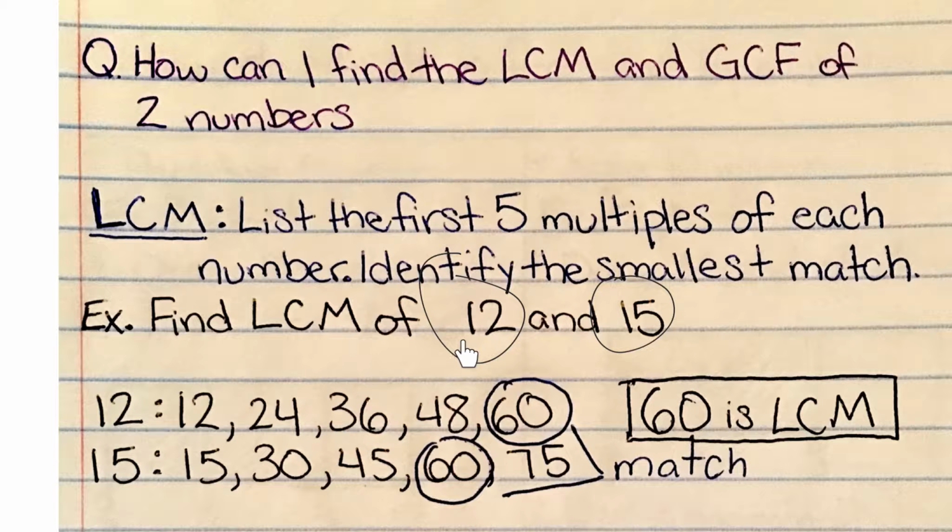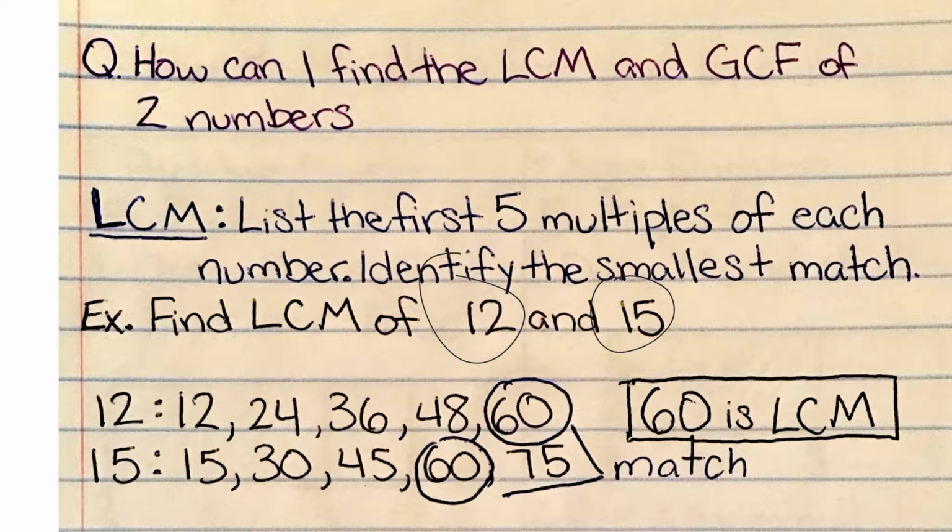When we're doing multiples of something, we start with that number and we count by that number. So start with 12. 12 plus 12 is 24, plus 12 is 36, plus 12 is 48, plus 12 is 60. Okay, and with 15, we start with 15 here. 15 plus 15 is 30, plus 15 is 45, plus 15 is 60, plus 15 is 75.